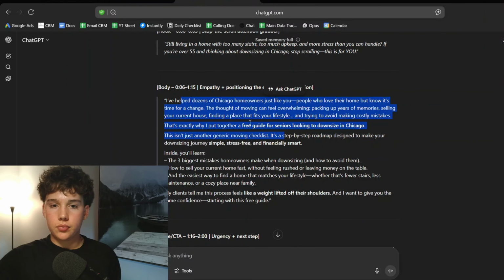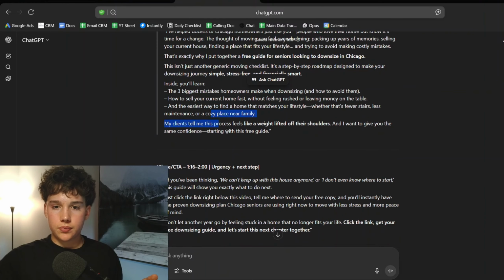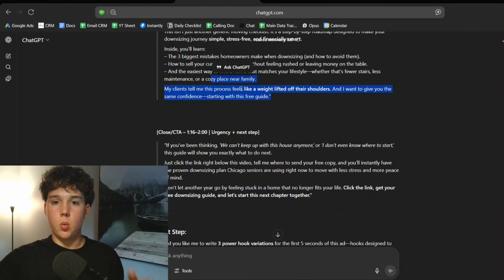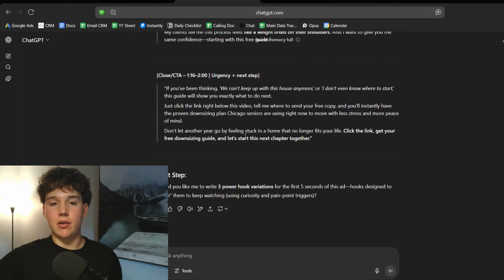And then, I put together a free guide for seniors looking to downsize. Tell me it feels like a weight lifted off their shoulders. Exactly. So this is the ad right here.